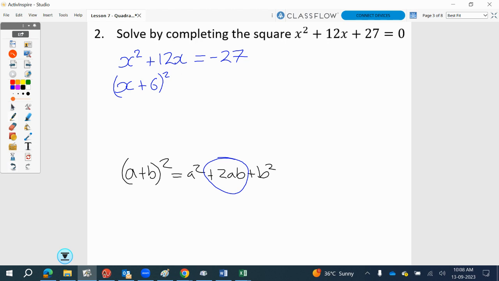Unfortunately, (x plus 6) squared, when expanded, will give us x squared plus 12x plus 36. So we've added 36 to the equation. So we have to keep it balanced, so we take it away. Like this.